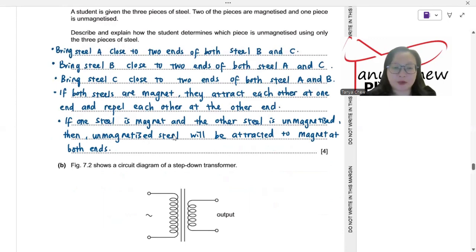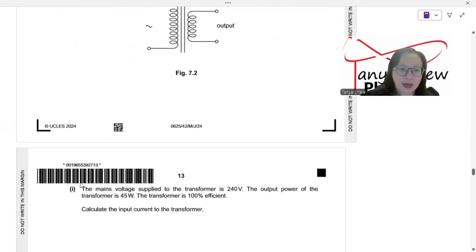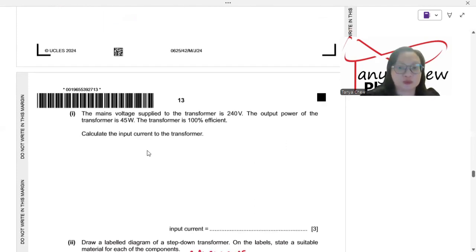Now B, figure 7.2 shows a circuit diagram of a step-down transformer. Now, the mains voltage supplied to the transformer is 240 volt. The output power of the transformer is 45 watt. Transformer is 100% efficient. What do they mean by 100% efficient? If you want to know more, one of my YouTube videos discuss about transformer. You can check on that. Right? Calculate the input current to the transformer.